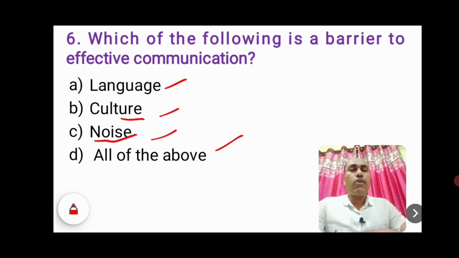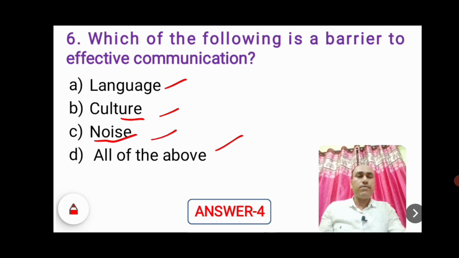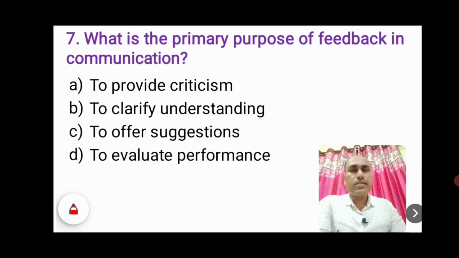And the third is noise. Noise is also a barrier. If you are communicating with anybody in a noisy area where people are shouting, or it is a very crowded situation, vehicles are honking, at that time the noise will be a barrier. So the answer will be all of the above. Next question. Question number 7: what is the primary purpose of feedback in communication?